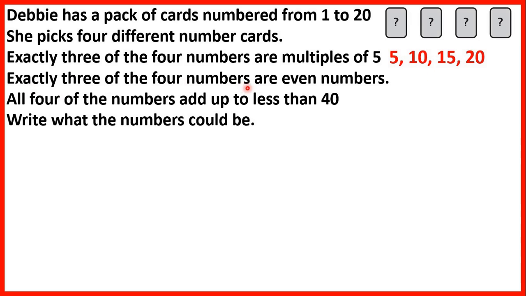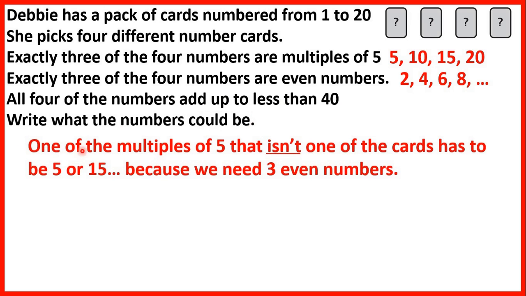Exactly 3 of the 4 numbers are even numbers. So even numbers are multiples of 2. So numbers like 2, 4, 6, 8 and so on. All 4 of the numbers add up to less than 40. Write what the numbers could be.